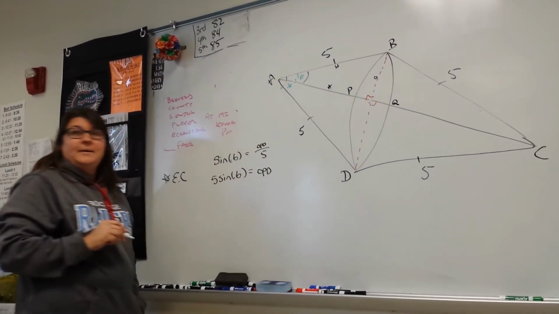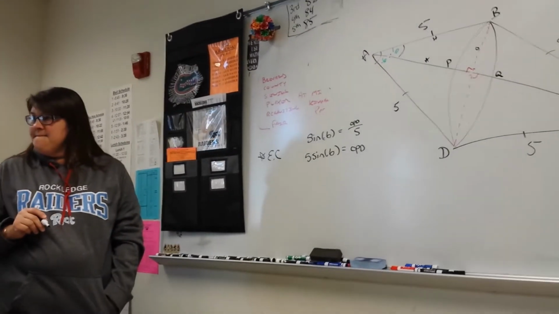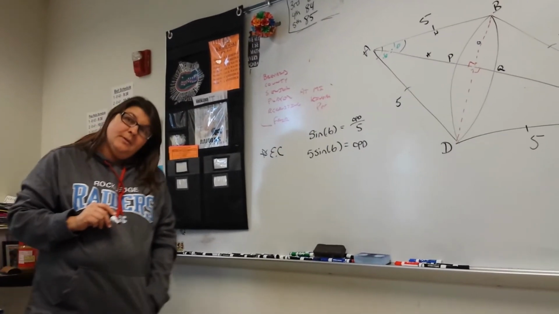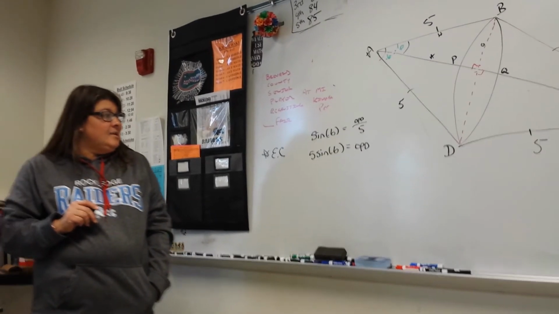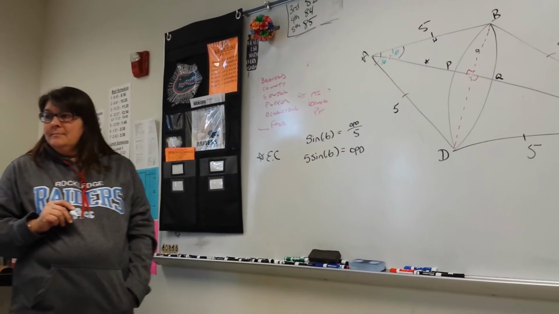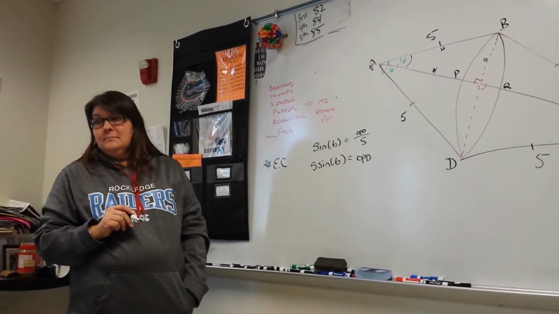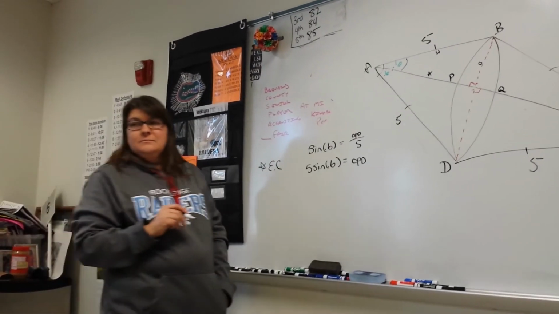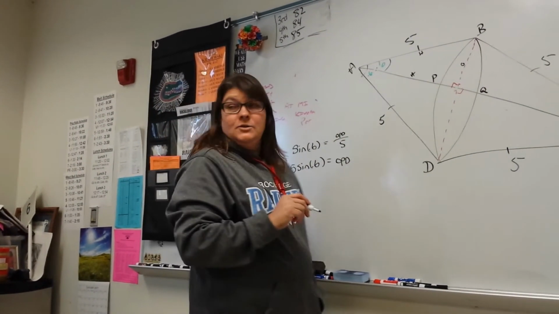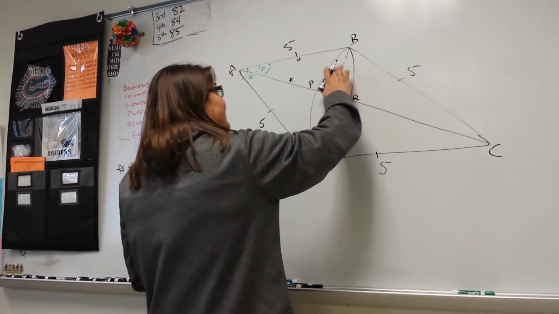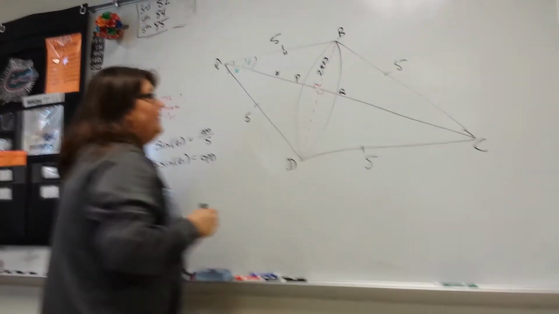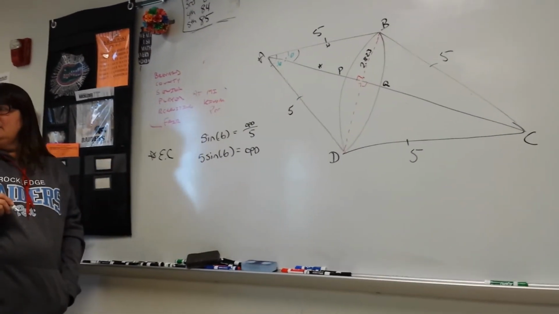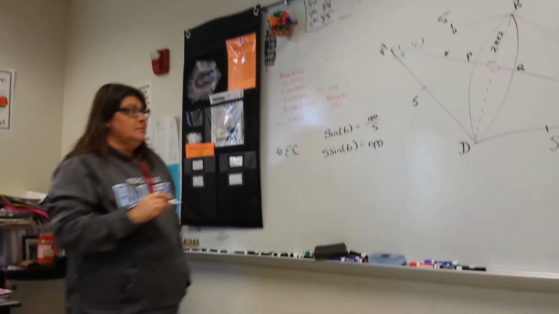So plug that into your calculator, and what do you get? Make sure you're in radian mode. Anybody? I get 2.823 for the opposite. You got 2.823? Yeah, 2.823. Okay. Now, how do we find the height of that triangle?